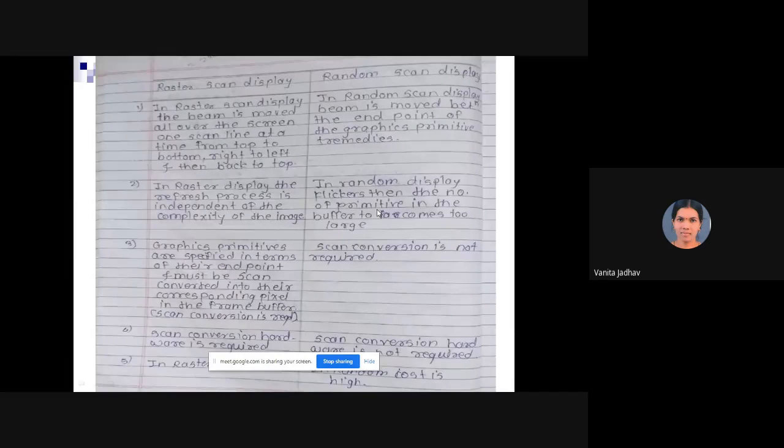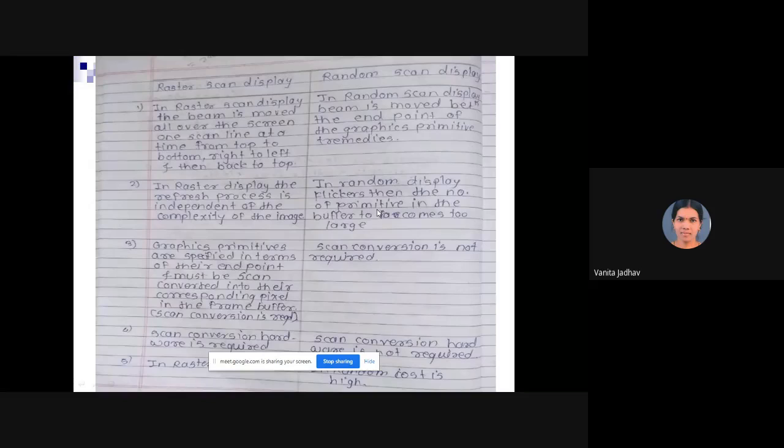First difference: in raster scan display, the beam is moved all over the screen, one scan line at a time, from top to bottom, left to right. Actually it is not right to left, it is left to right. The electron beam goes from left to right, and then back to top. So first it starts from the top, then comes to the bottom, and from the bottom it goes back to the top. This process is going on continuously because it is a refresh CRT. Is it right? So like that, in raster scan display, the beam is moved all over the screen, one scan line at a time from top to bottom, left to right, and then back to top.